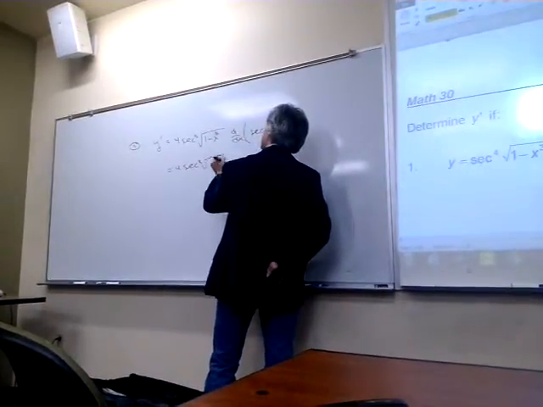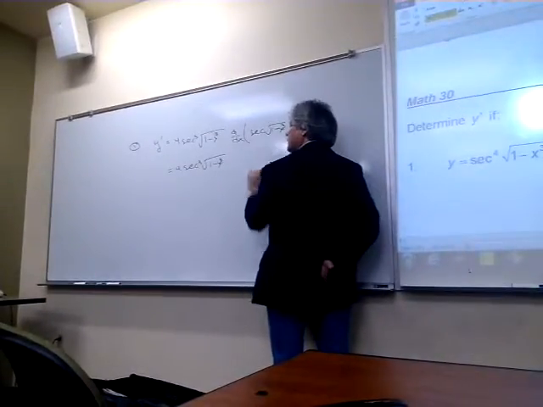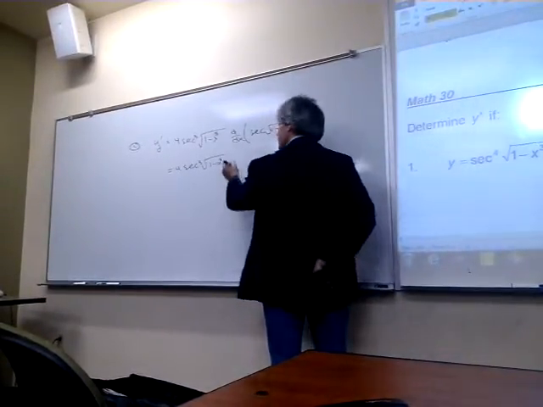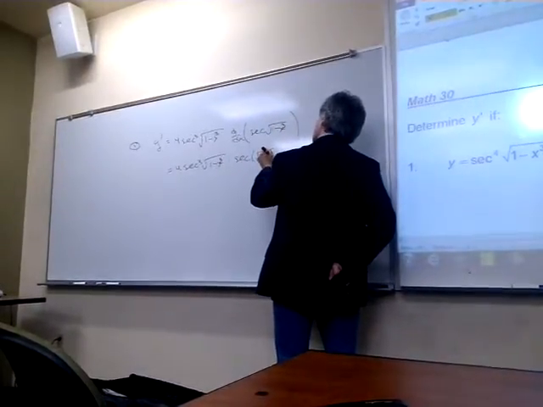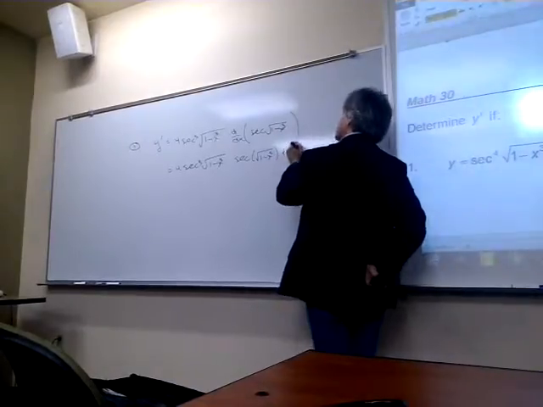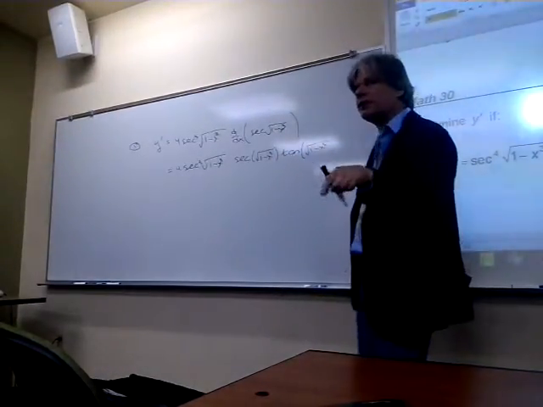Okay, let's dive in. I think the outermost function is the secant function. The derivative of secant of anything is secant of that thing times the tangent of the thing. If you said secant squared, you're saying the derivative of a tangent function.